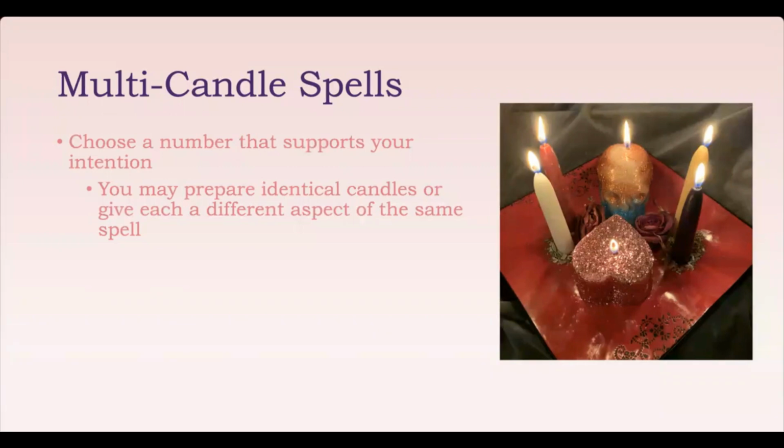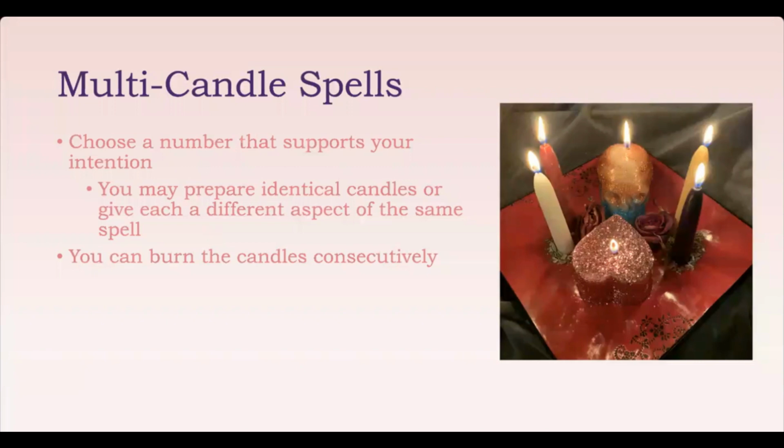What do I mean by that? For example, we could use 4 candles because we want to bring in that stability of the number 4, and they could be all the same color and with the same oils on them. Or we could bring 4 candles with 4 different colors and 4 different oils and 4 different herbs on them to bring in different aspects to customize our spell a little bit more.